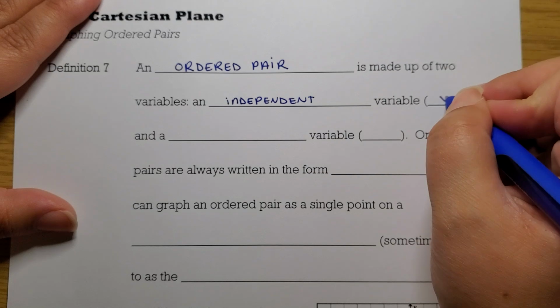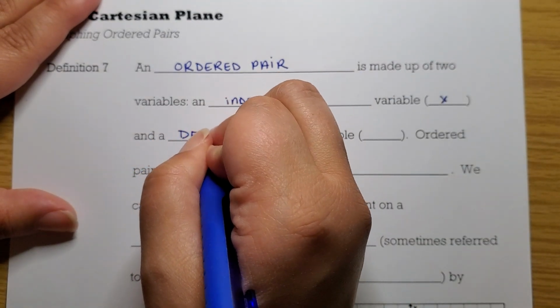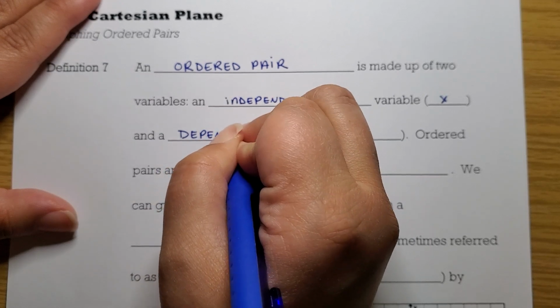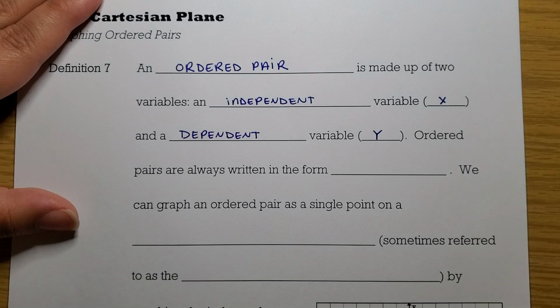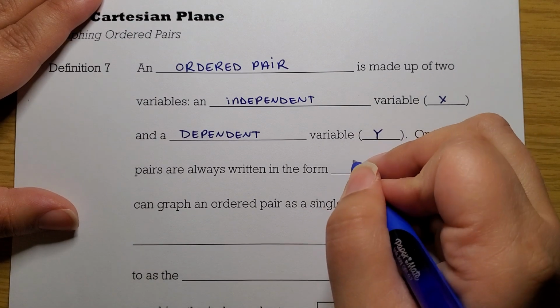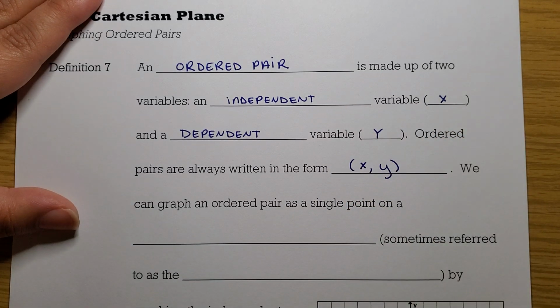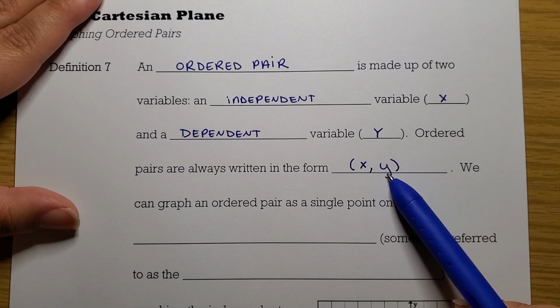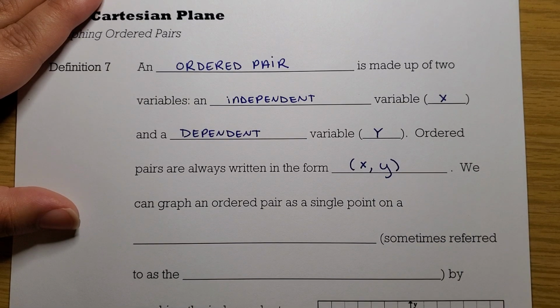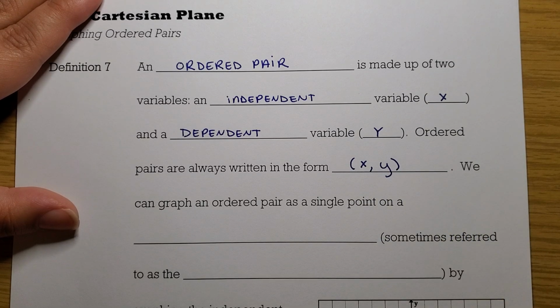which we usually represent with x, and a dependent variable, which we usually represent with y. And ordered pairs are always written in the form (x, y). They're always written in parentheses. X is always first, y is always second, and there's always a comma between them. Okay, so you do need these parentheses, and you need the comma for your ordered pair.